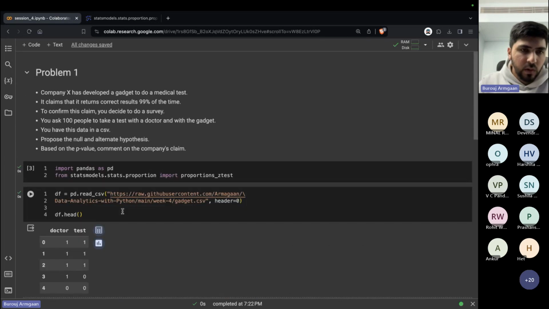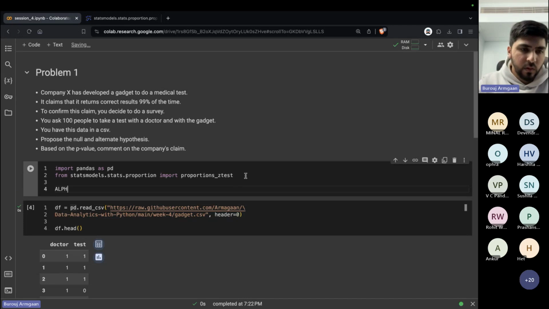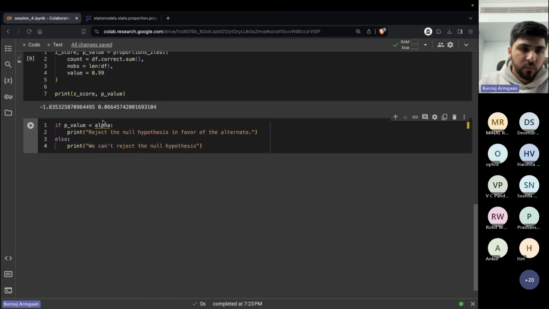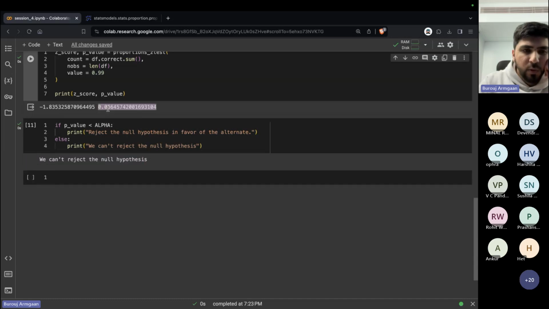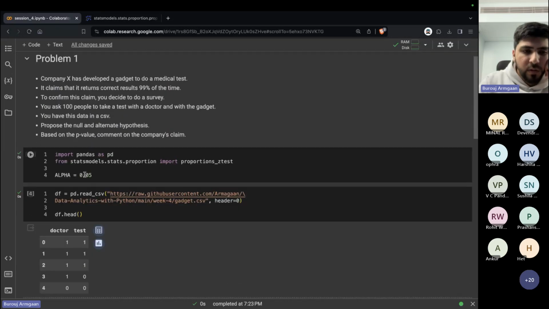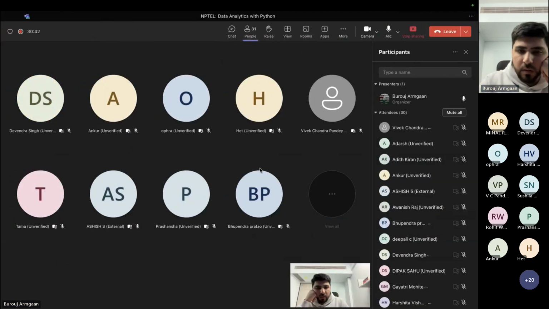So let's set alpha first. We had this, and alpha is set to 0.05. So it says we can't reject this because we have 0.06 and the value is 0.05. Does anyone have any confusion?